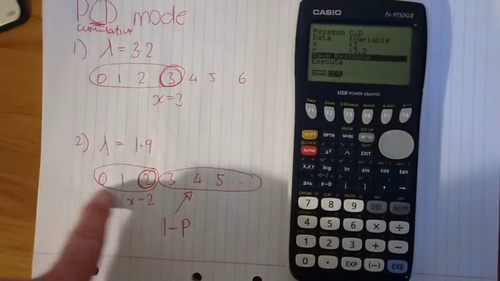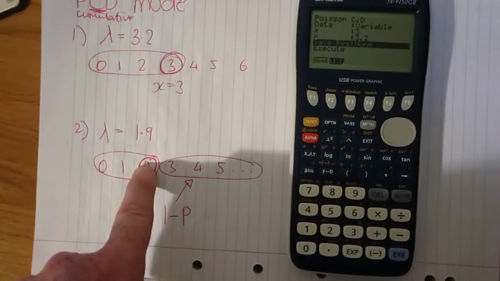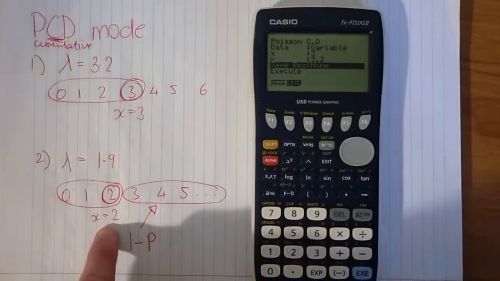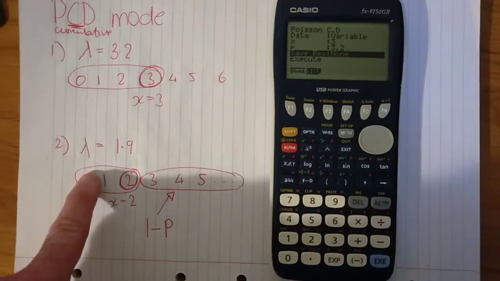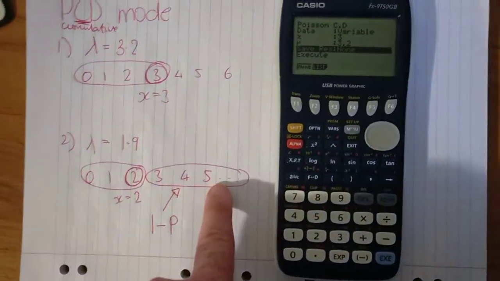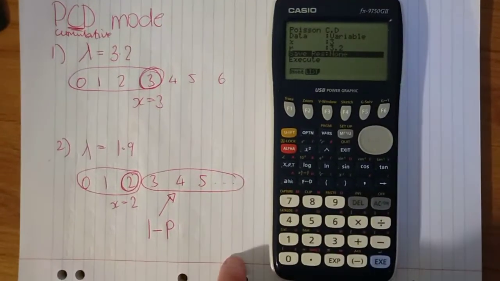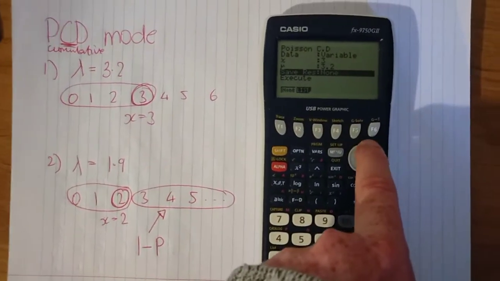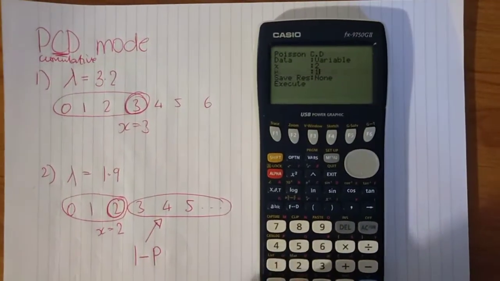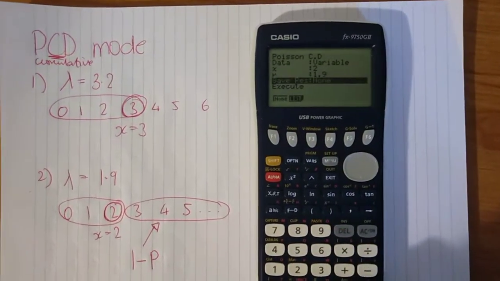So of this lower value, the highest x value we're interested in was 2, so that means our x value will be 2, and the PCD mode is going to go 0 plus 1 plus 2 to find the probability of this group, and we use 1 minus p to then calculate the probability of that group. So let's put that in. Our x value, we're changing that to 2, and our lambda, we're changing that to 1.9.